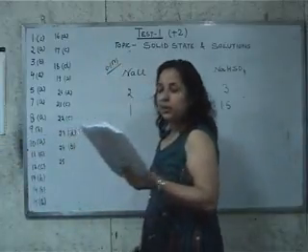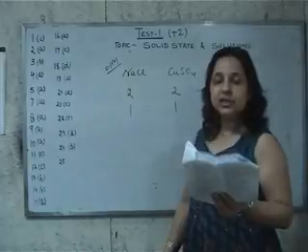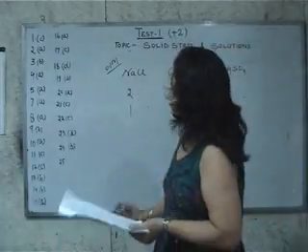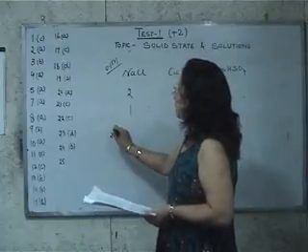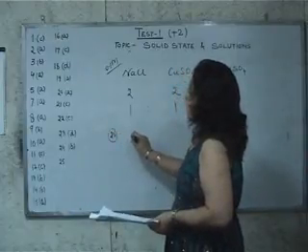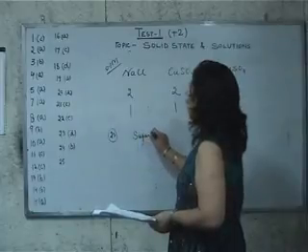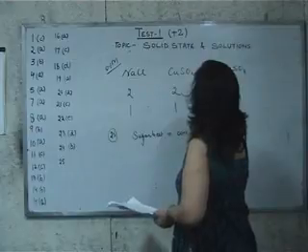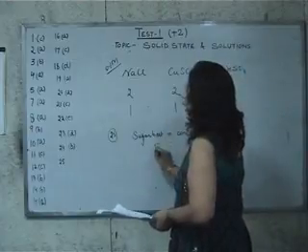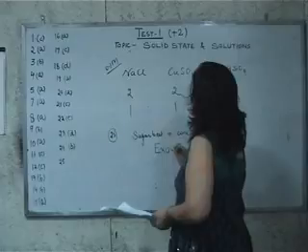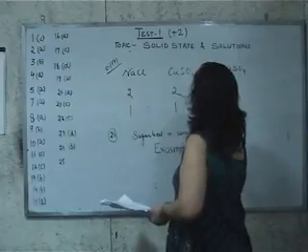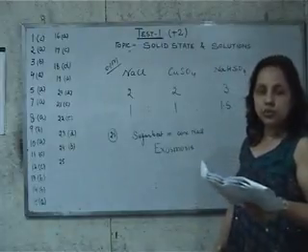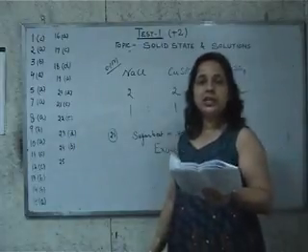25th question. What would happen if a thin slice of sugar beet is placed in a concentrated solution of NaCl? The 25th question is about osmosis. When sugar beet is placed in concentrated NaCl, exosmosis will occur, and due to exosmosis, the sugar beet slice will lose water and will shrink in size.